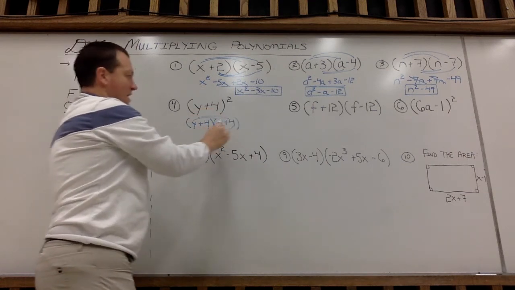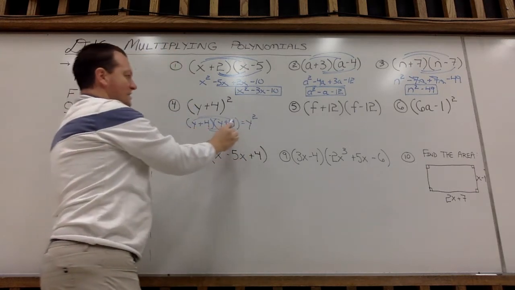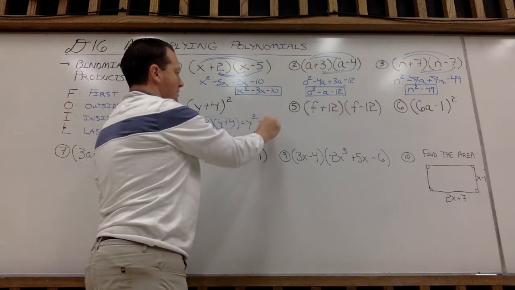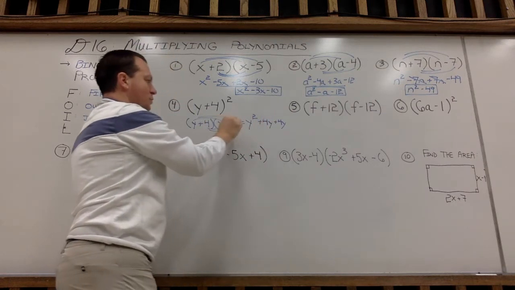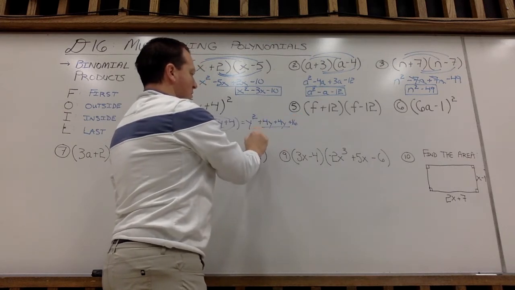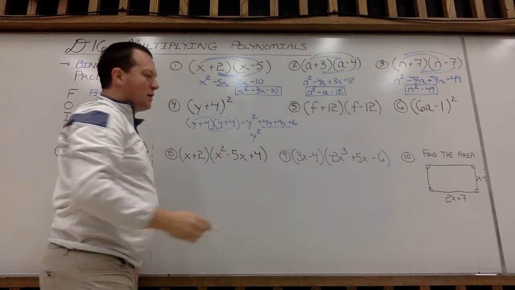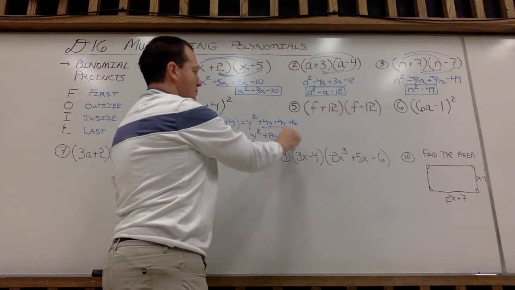So I'm going to go y times y and get y squared. Y times 4, 4y. 4 times y, another 4y. And then 4 times 4 is that sweet 16. So my middle terms, 4y and 4y, give me 8y plus 16.